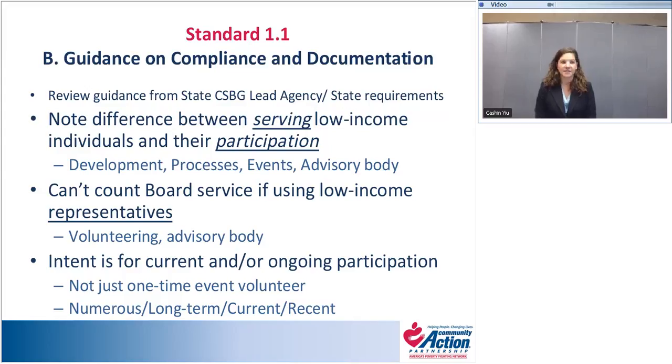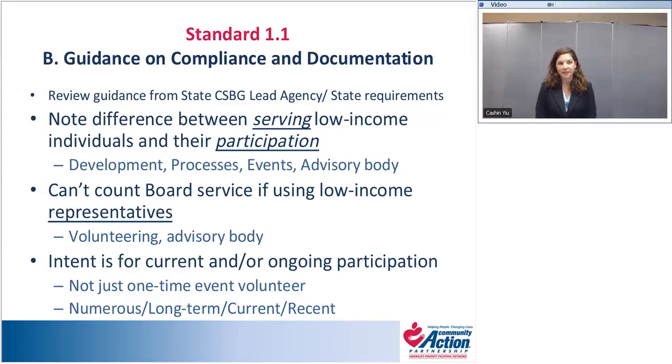But again, the idea is to have that ongoing participation and involvement in activities. The letter of the standard would be met by low-income people on the board, but the idea is for that ongoing activity, which gets to that third challenge. This is really looking for going beyond that one-time event volunteer. If you have volunteers at a fundraising event or another community event that you have, that may meet the letter of the standard, but it's really meant to go beyond that.